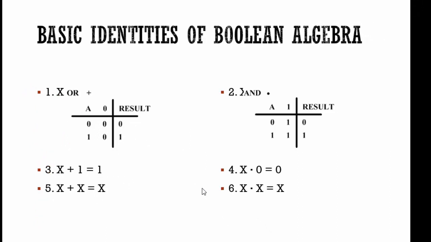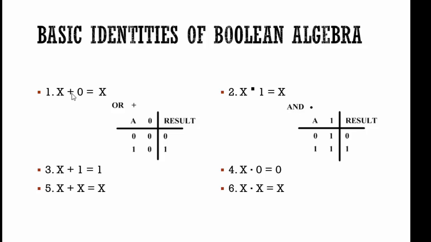Let's proceed now. So these are the basic identities. You OR any variable with 0 will always be itself. Okay? The same is true for AND: you AND any variable with 1 will always be itself also.